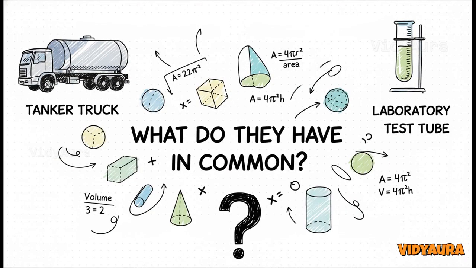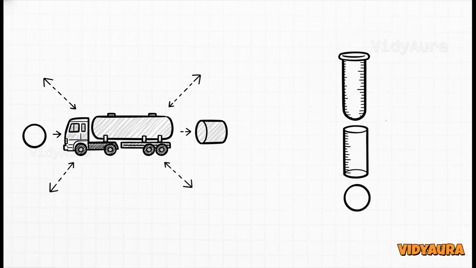Okay, so to get us started, have a look at these two things. We've got a big tanker truck and a small test tube. At first glance, they look totally different, right? But if you put on your math goggles, what's the one big thing they actually have in common? And that's the big secret. They're both made by combining simple 3D shapes.